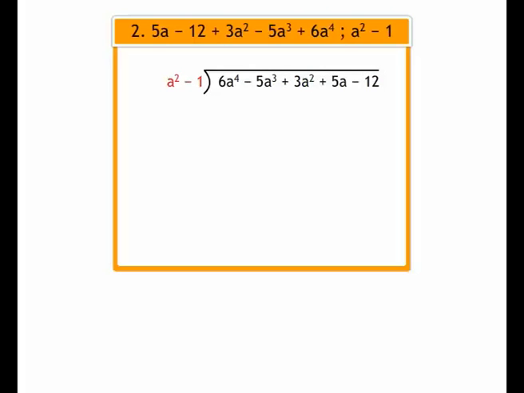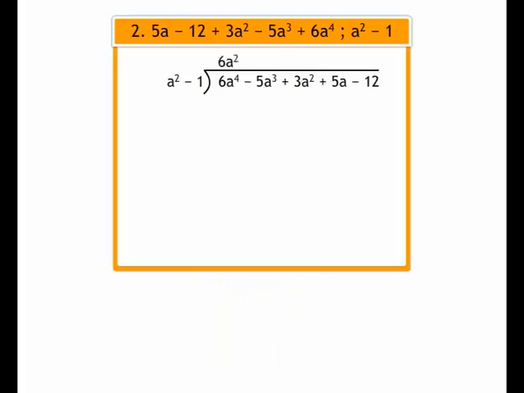So now we will divide the first term of the dividend, that is 6a raised to 4, by the first part of the divisor, that is a square, that is 6a raised to 4 upon a square, which is equal to 6a raised to 4 minus 2, as per the rule of the indices, which is equal to 6a raised to 2, and this becomes the first part of the quotient. Now we will write 6a square as the first part of the quotient above the line.